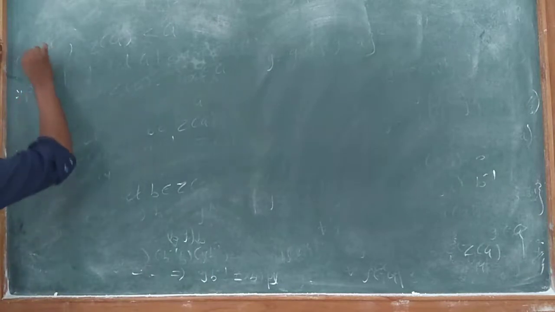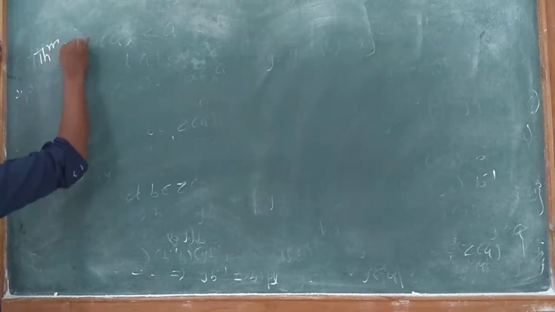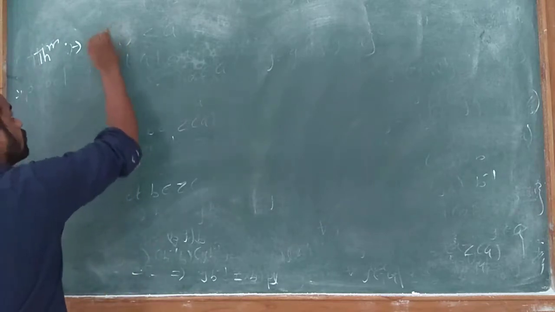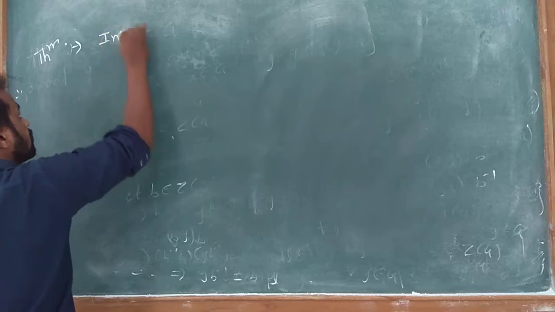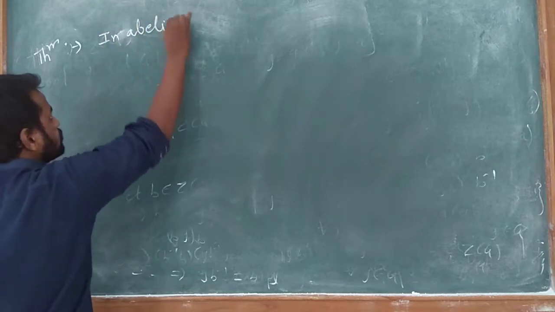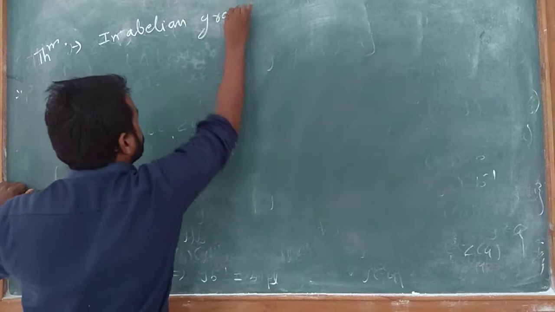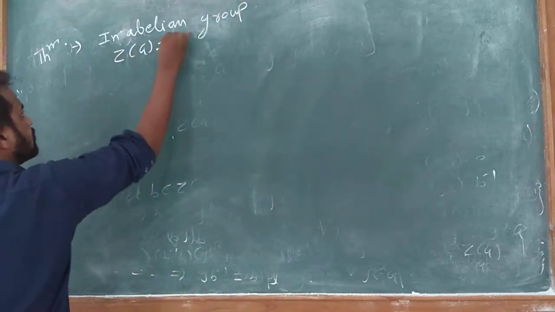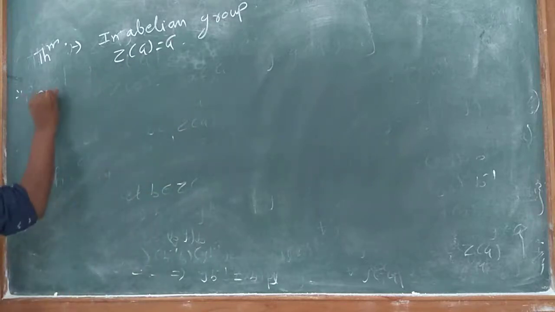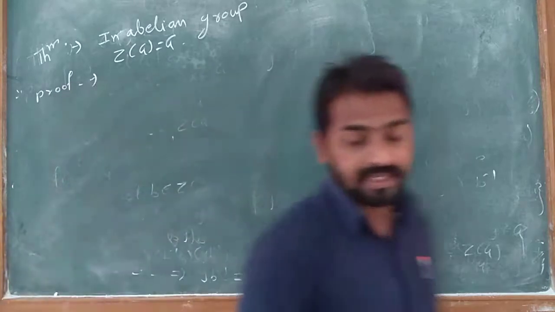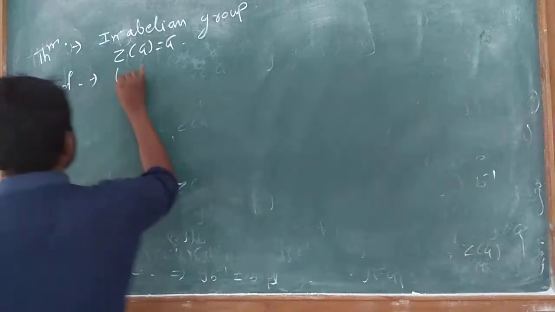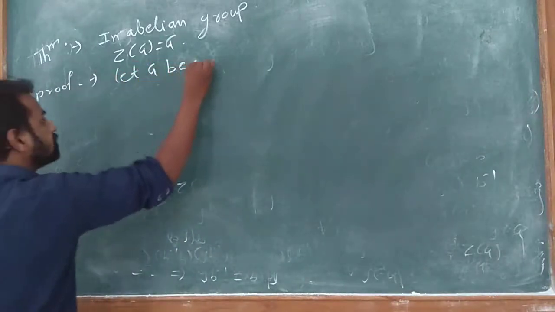Next theorem. In an abelian group, Z of G is equal to G. If G is an abelian group, then Z of G is equal to G. So let G be abelian.